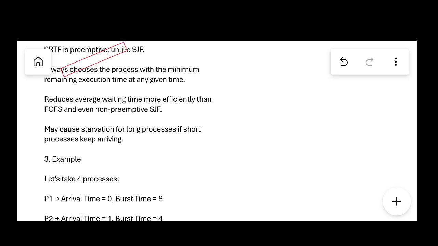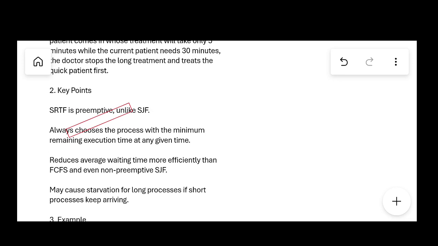Now see why SRTF is better than FCFS and SJF. FCFS executes in arrival order, ignoring burst time. This can make short processes wait a long time behind big ones. SJF executes the shortest job first, but non-preemptive SJF cannot stop a long running process. SRTF improves efficiency here because it can interrupt a long process if a shorter one arrives. SRTF tries to minimize waiting time dynamically, unlike other algorithms that are static.